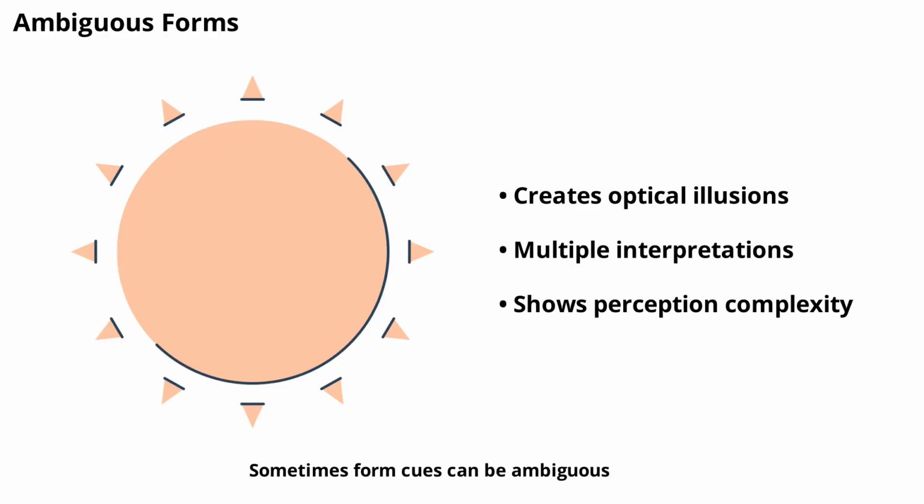Sometimes, form cues can be ambiguous, leading to multiple interpretations. Classic examples include optical illusions like the Rubin vase, where you can see either a vase or two faces. These illusions demonstrate how our brains use form cues to make sense of visual information, sometimes in surprising ways. Understanding ambiguous forms helps us appreciate the complexity of perception.